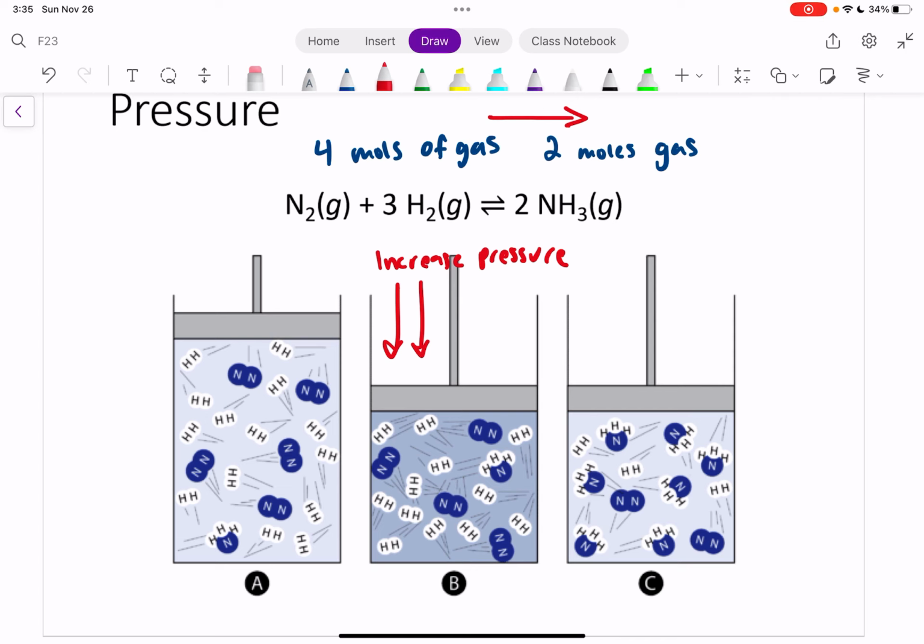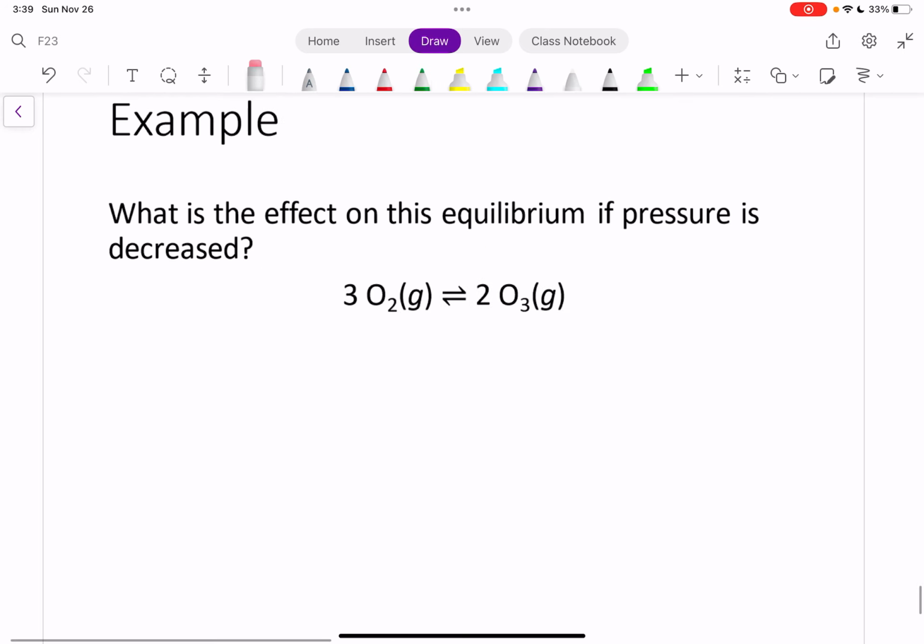Now, say we decrease the pressure. Say we decreased the pressure. How is that going to affect equilibrium? Well, if we decrease the pressure, that's going to shift the equilibrium to the side of the reaction with the greater moles of gas. So actually, let's put this in green. And then we'll go this way. If we decrease the pressure, we're going to shift our equilibrium to the side with the greater number of moles of gas.